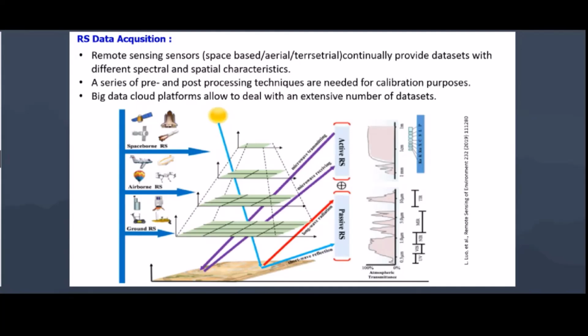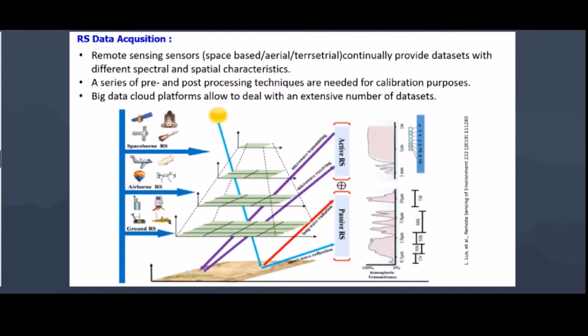Then we need to do a series of pre and post-processing techniques for the calibration purpose. Also, big data cloud platforms will allow us to deal with an extensive number of data sets. Please remember that when we use data sets like SAR data or laser data and combine it with images or terrestrial laser scanning data, it becomes huge amount of data, and then big data processing techniques will have to be applied to these data sets.